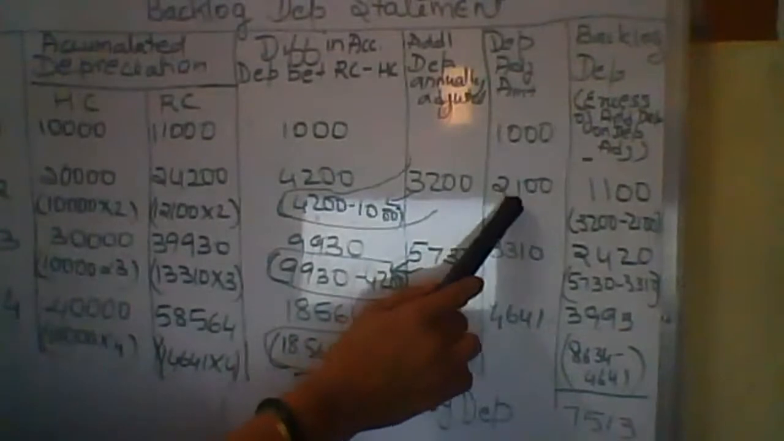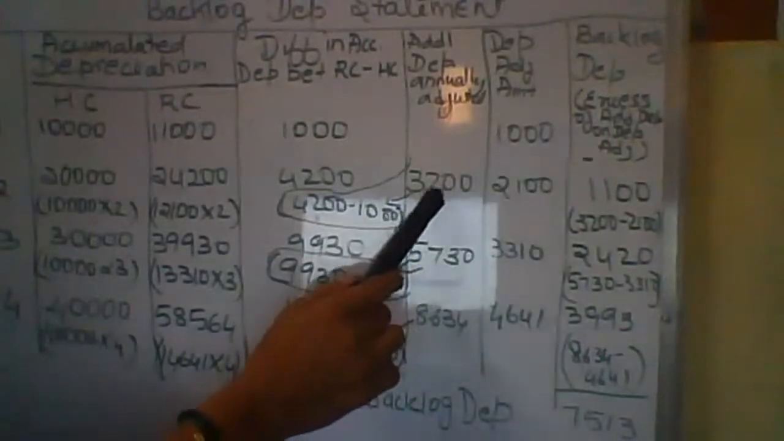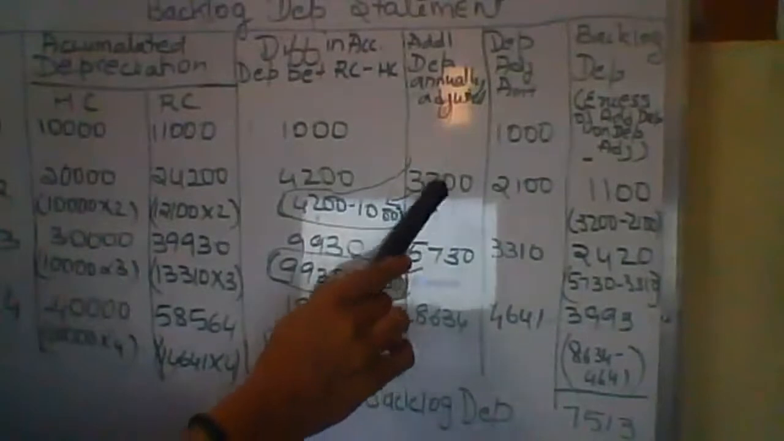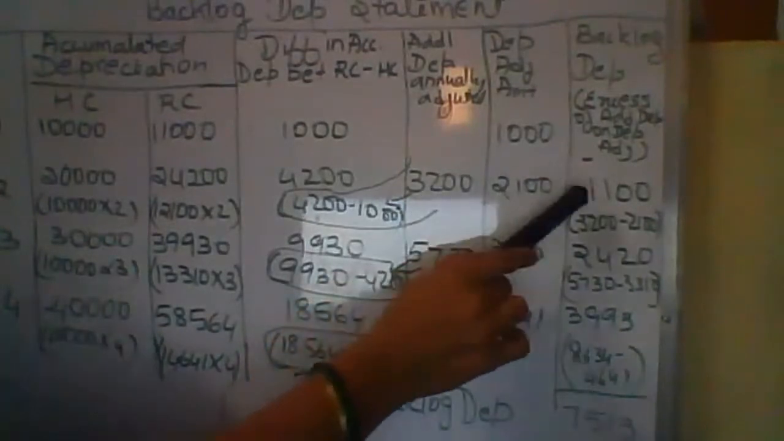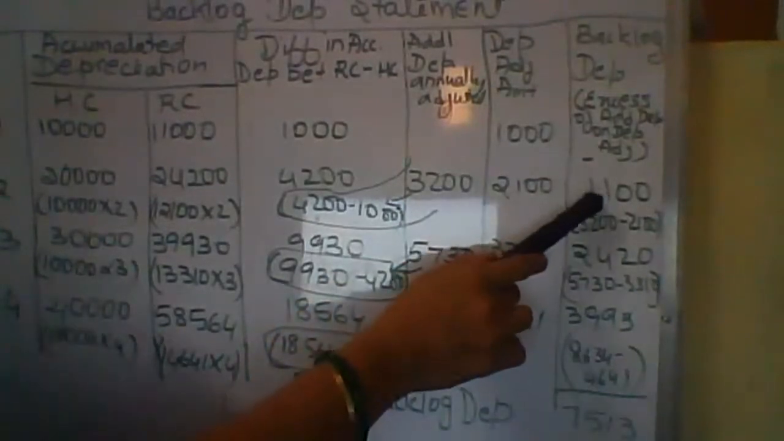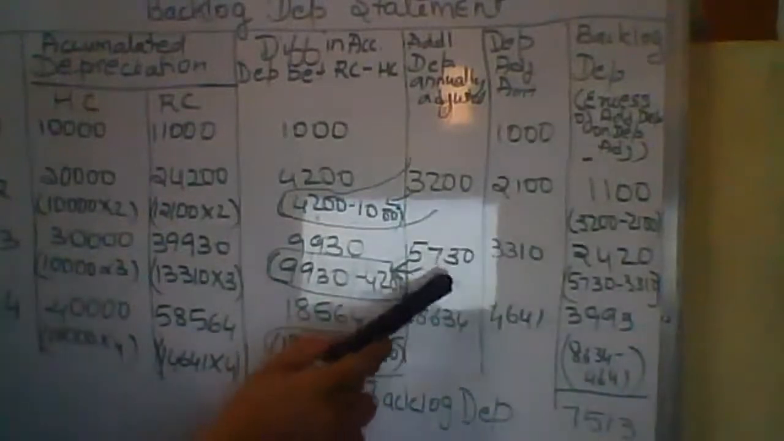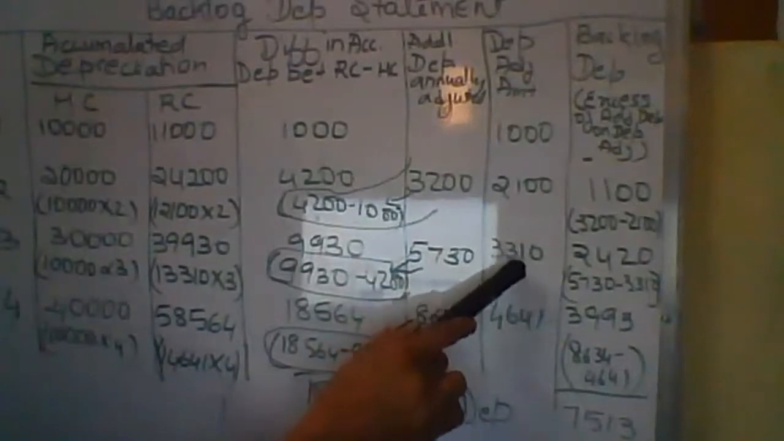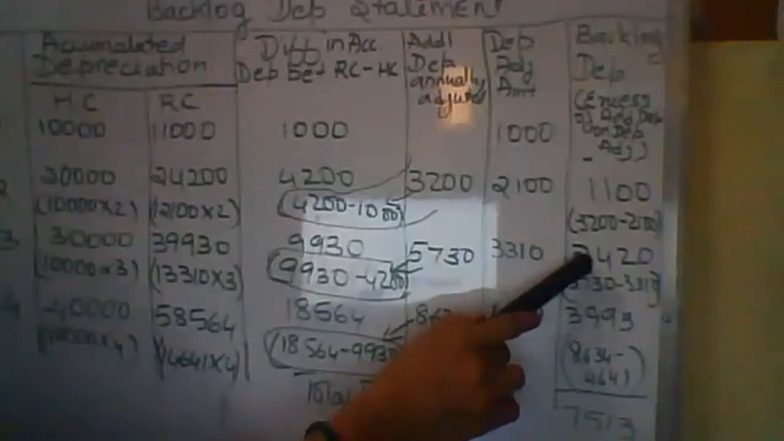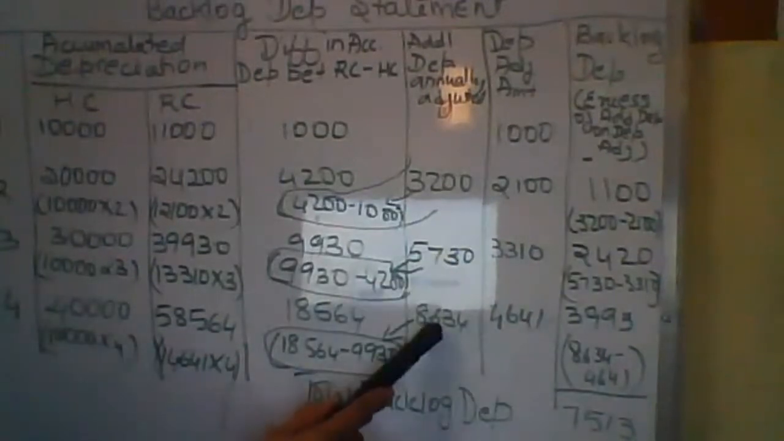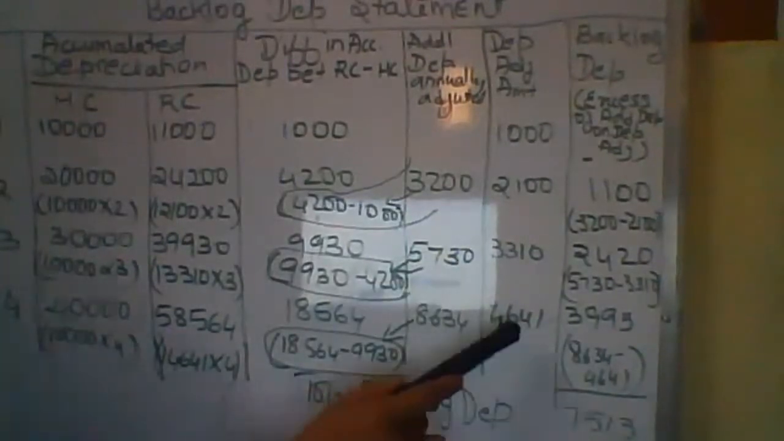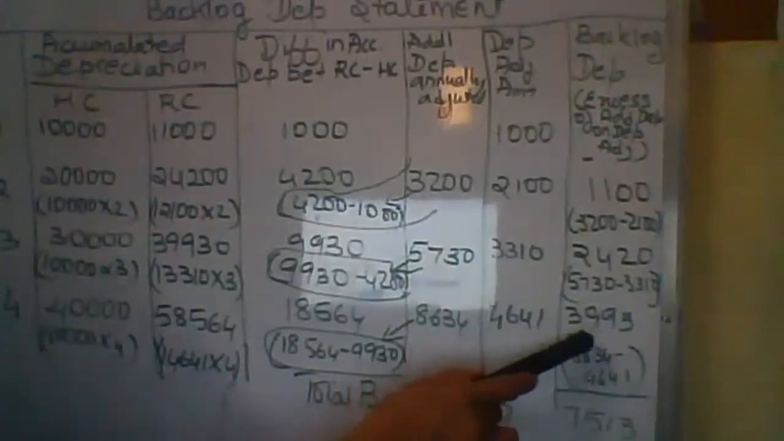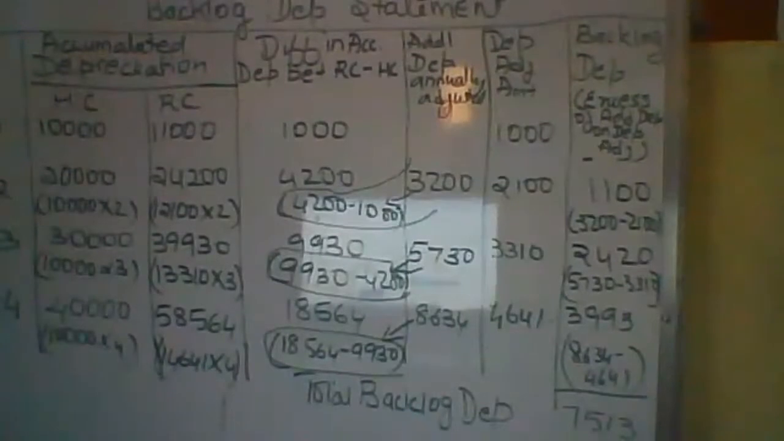Depreciation already adjusted is 2,100. But actually the additional amount I should adjust is 3,200. Out of that, 2,100 is already adjusted. My backlog, it means the yet to be adjusted amount, is 1,100. Additional amount I should adjust is 5,730, but I adjusted in depreciation only 3,310. So backlog yet to be done is 2,420. 8,634 is the additional amount, but according to depreciation adjustment, I adjusted only 4,641. So yet to be adjusted is 3,993.